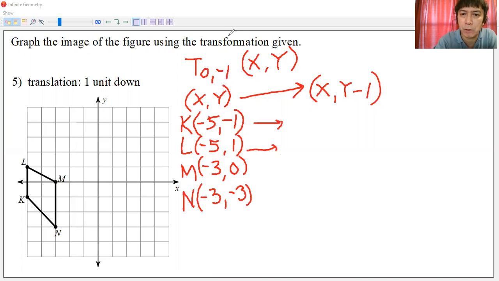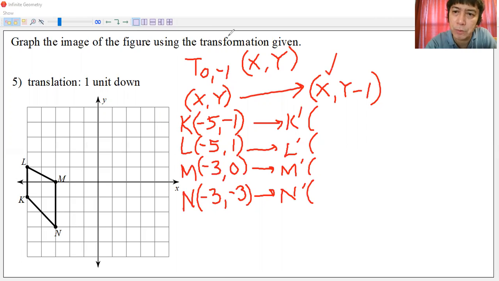And then we will compute the K prime, the L prime, the M prime, the N prime. Okay, so the X, according to the rule, remains the X values. So we will just rewrite them. These are as follows: negative 5, negative 5, negative 3, negative 3. How about the Y values? The Y values for each point K, L, M, N: negative 1, and then 1, and then 0, and then negative 3. We're going to subtract 1.